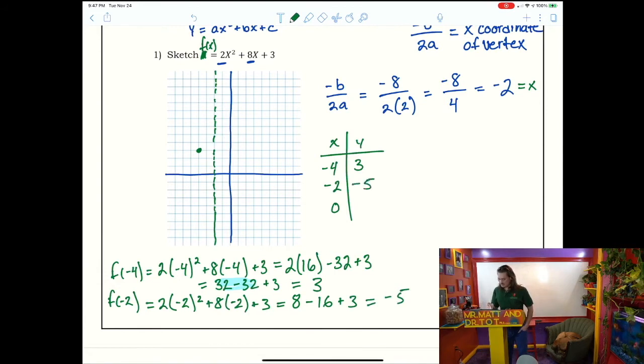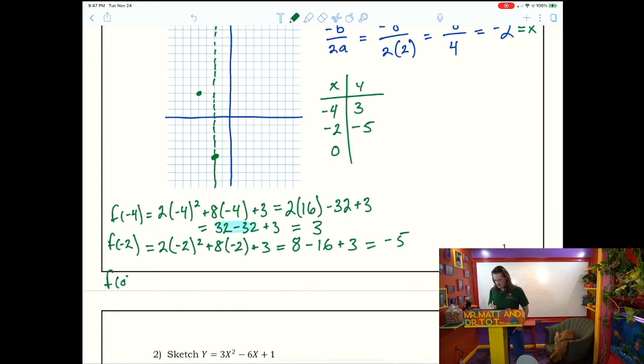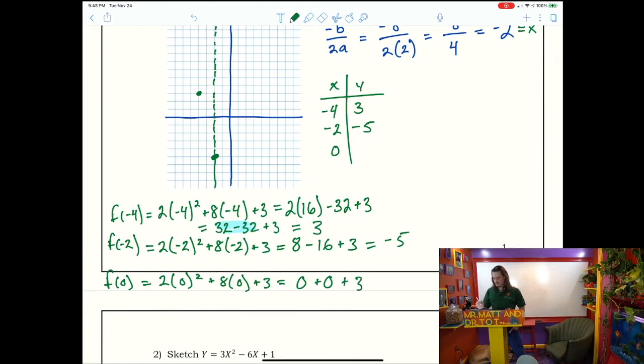That's down here. And then if we plug in 0, so if we evaluate f of 0, we're going to get 2 times 0 squared plus 8 times 0 plus 3. So that's going to be 0, because 0 squared is 0. 0 times 2 is 0. 8 times 0 is 0. 0 plus 3 is 3.